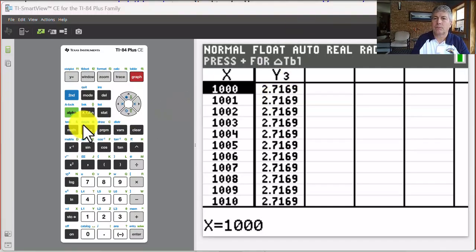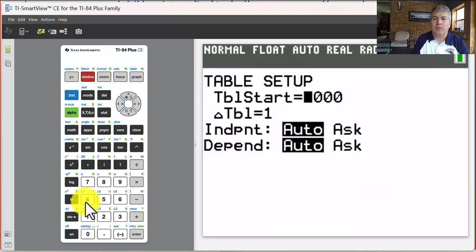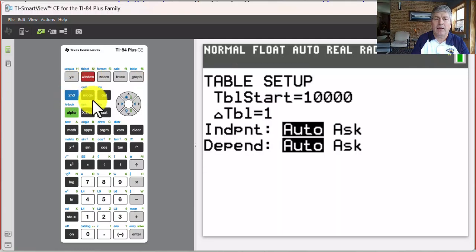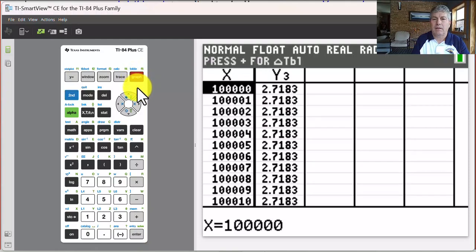And then go to second table, and I can see when x is 1,000, y is 2.7169. And then I can go back to my table set, second table set, and reset it, and start my table at 10,000 and go second table, and now it tells me that y is 2.7181. I'll repeat that process for 100,000 and a million and get the last values. Put in 100,000, second table, and now it tells me it's 2.7183, and so forth.